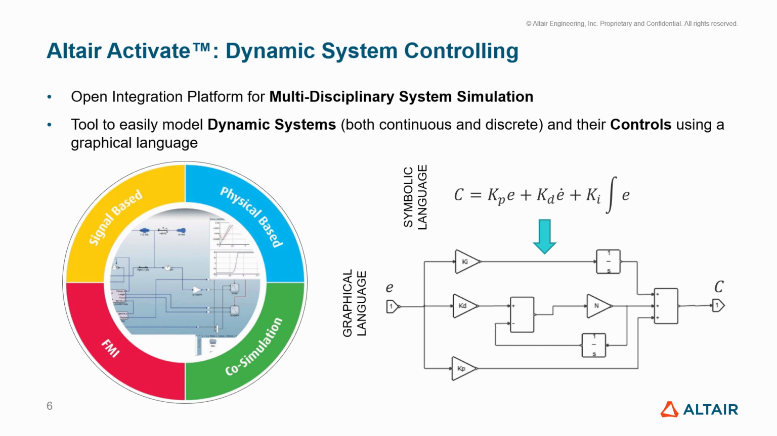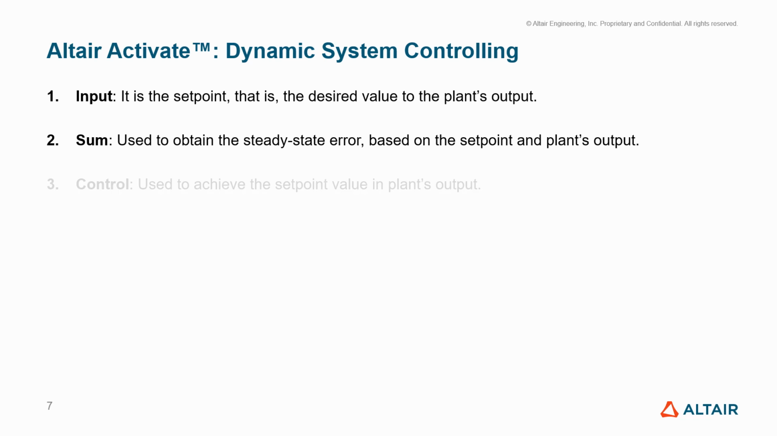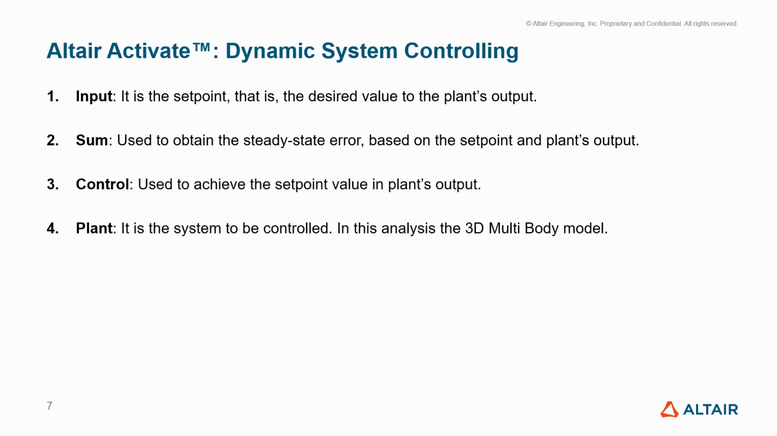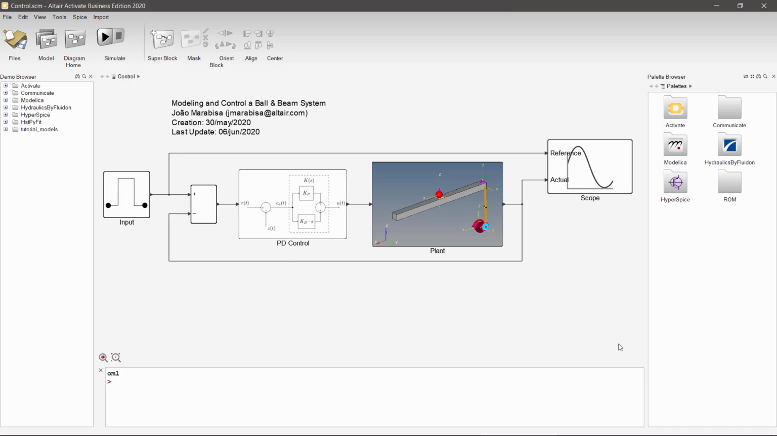To easily illustrate the logic behind this kind of tool, here you have an equation based on symbolic language, and below, how this could be represented on Activate by blocks. In terms of Activate workflow, these are the steps to model a simple control system. You should create your input, your sum block, your control for sure, your plant, that in this case will be our 3D model set on MotionView, the scope block to analyze the results, and set your model parameters and solver settings, and finally, run. So let's move on to Activate.